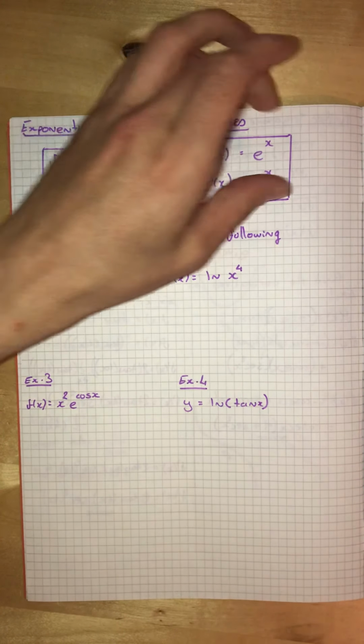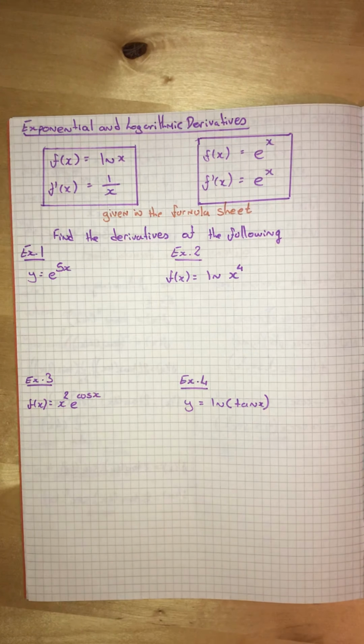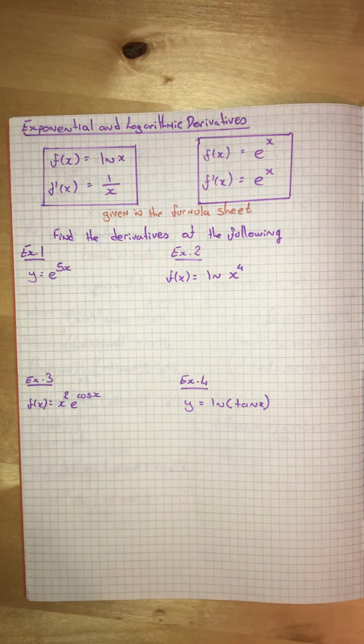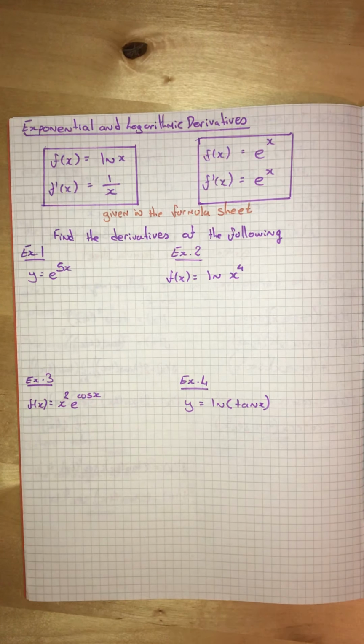Again, these are given in your formula sheet, and again, we need to always think about whether or not we need to use a chain rule, product rule, quotient rule. Okay, so let's look at these.